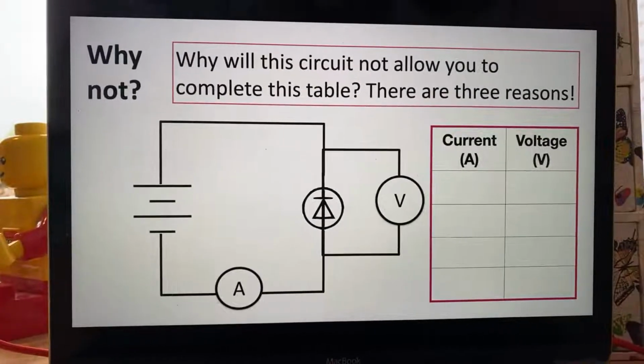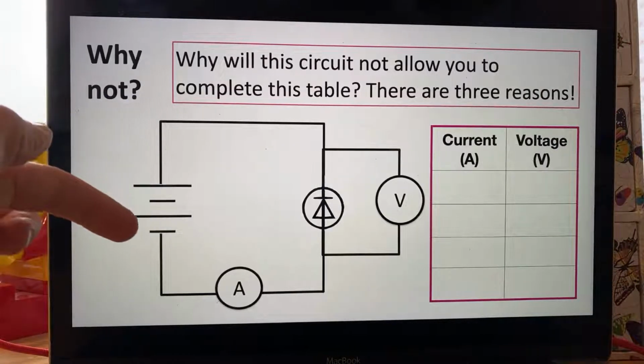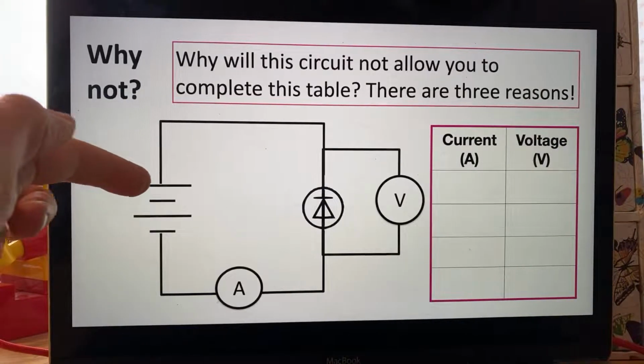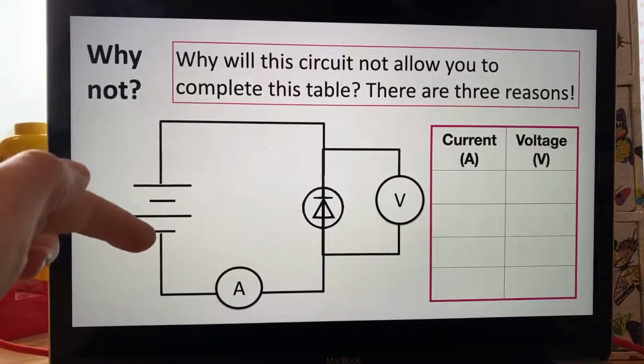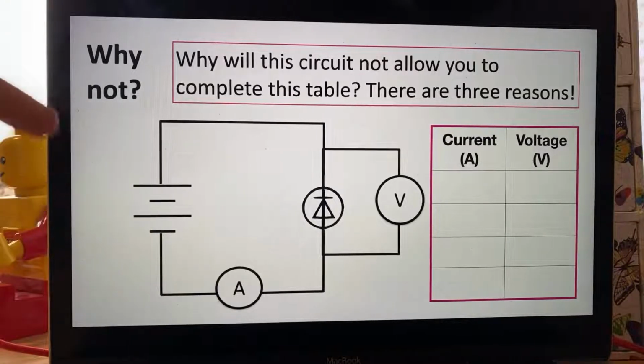Why could you not use this circuit that I've drawn on the board to complete this table of results? You've got 2 cells, so it's a battery. You've got the positive end of the battery facing upwards, negative facing downwards. You've got an ammeter in series, a diode in series, and a voltmeter measuring the voltage across the diode. There are 3 reasons. I don't think you're going to be able to spot them all. But I will be silent for a couple of minutes.